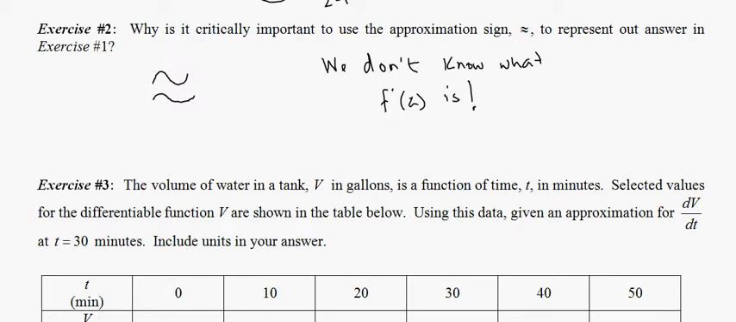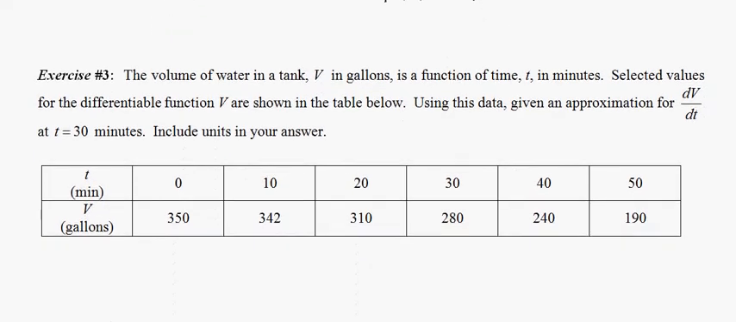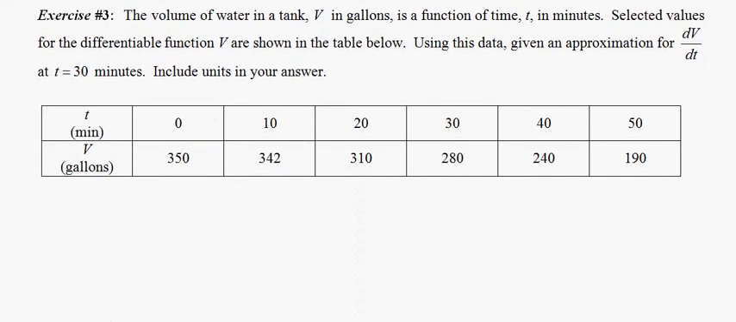Anyhow, so whenever we use a table to approximate a derivative, it is absolutely critical that we use the approximation symbol. For those students who are preparing for the AP exam, the conventional wisdom is if you don't use the approximation symbol, you'll be docked some amount of credit because you're making the claim that you know for certain that the derivative is the following value. But you'll never know that from a table. So take a look at exercise 3.